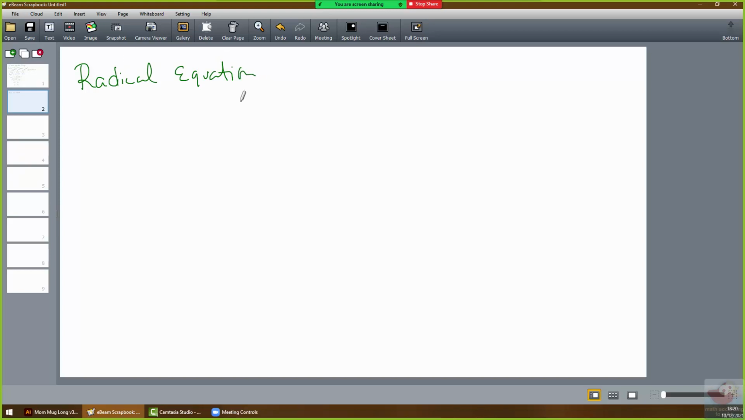There's two types you might have. You might have a square root or a cube root. Square root's the most common of the types. So let's go through that type of equation.